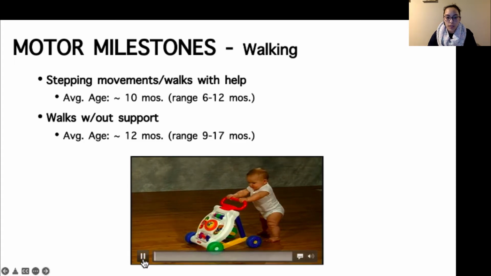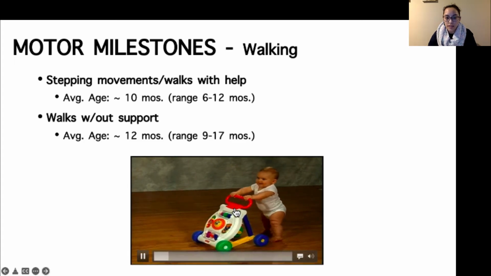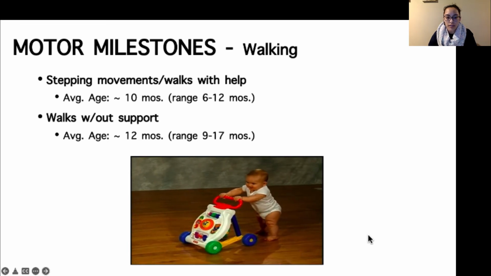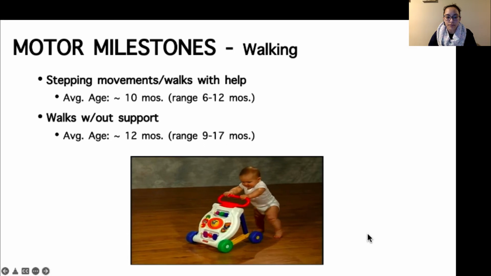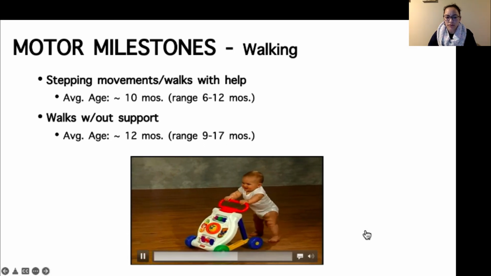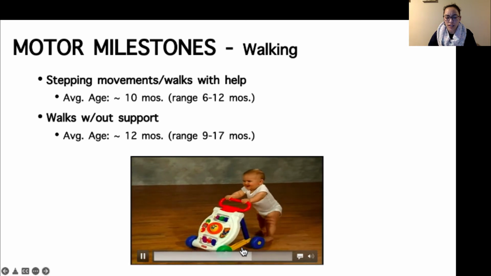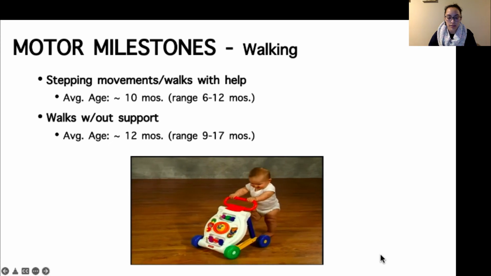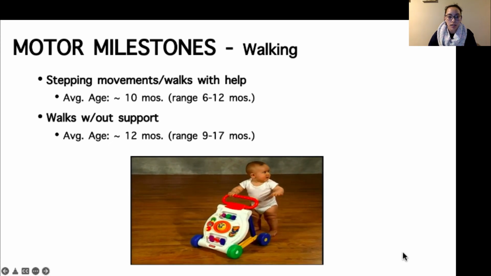It also might apply if they have toys that they can push, right? So this baby has a little rolly toy that moves when he walks. Usually these are fairly stable, and the wheels don't roll super fast, so it's not going to slip out from under them. But walking with help eventually will turn into walking without support. That usually happens at about a year of age.